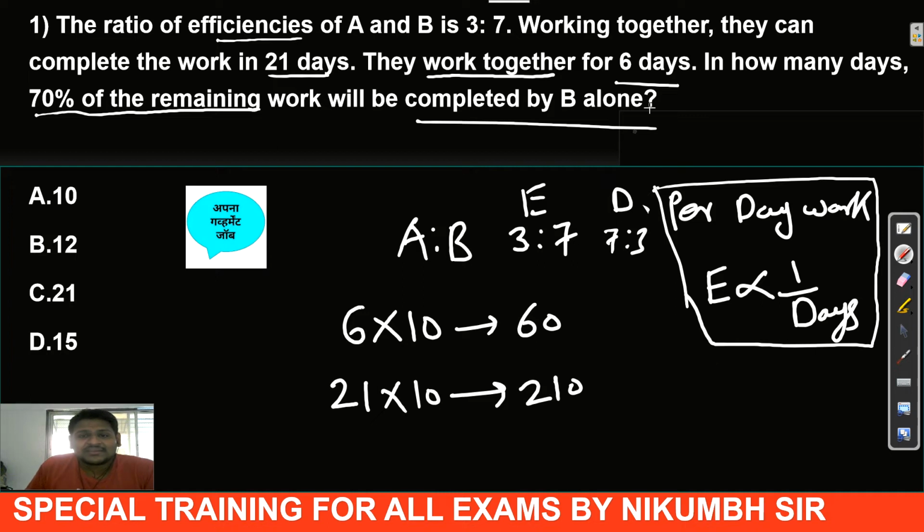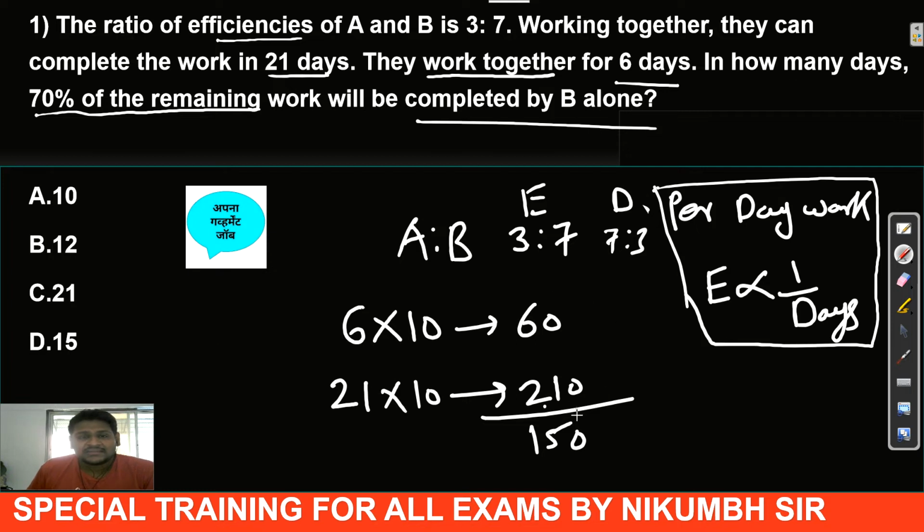Now, what is the question? In how many days will 70% of the remaining work be done? What is the remaining work now? The total work is 210, and they completed 60. So the remaining work is 150, right? You just subtract this. So 150 work is remaining for A and B.